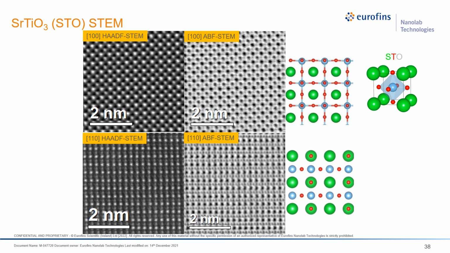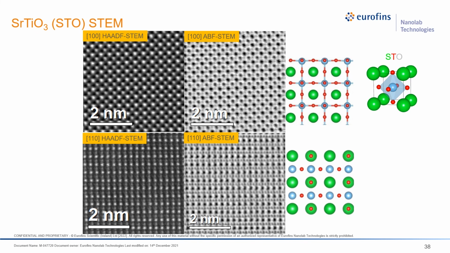Here, these two images are HAADF STEM images, so they are Z contrast, or atomic number contrast. They only show the heavy elements like strontium and titanium here. And clearly, you can see good correspondence between these two images and these two images. However, the drawback of HAADF is that it cannot reveal light elements, such as oxygen.